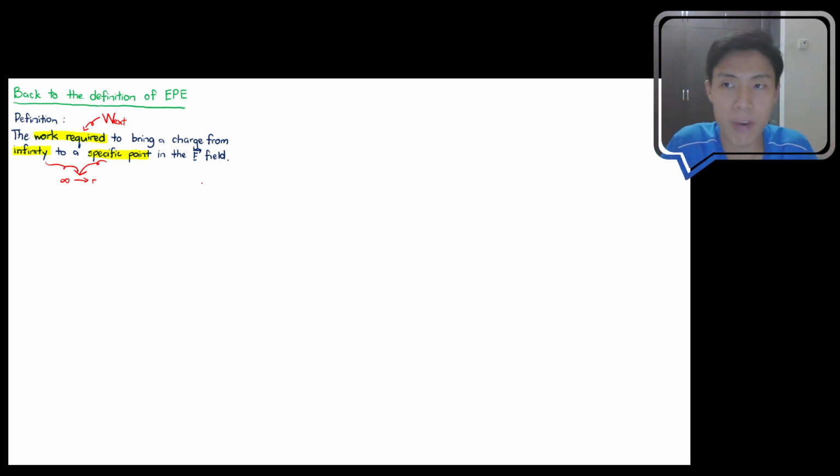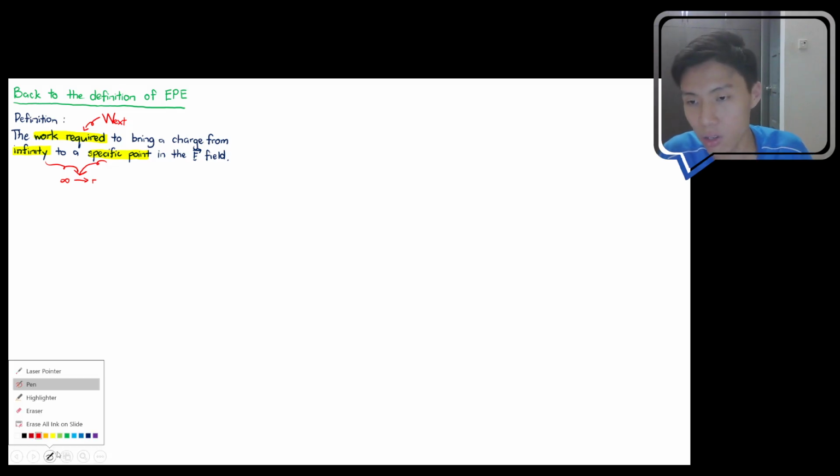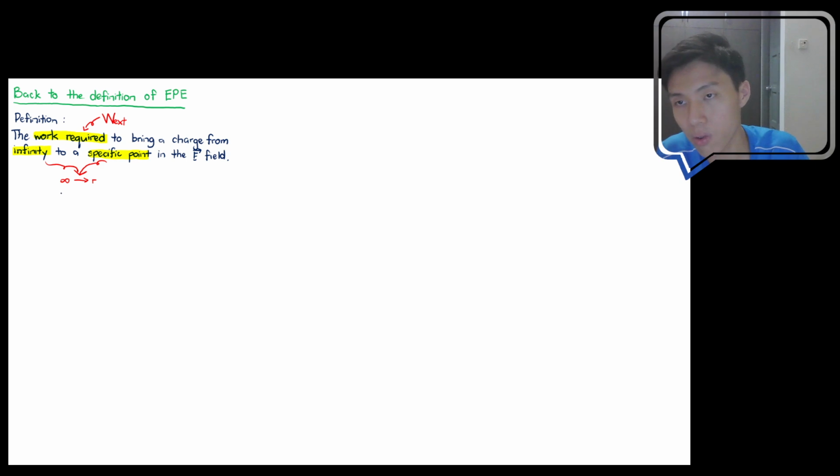Based on this definition, with the knowledge that we have just learned about work done, we can actually work on something with it. We are going to analyze it using work done by the external force, and this is a journey from an initial position at infinity to a final position at a distance r. We know that work done by the external force is equal to delta U, which we can expand to U final minus U initial. Because our final position is at the point r, at a distance of r away from a certain point, we can write it as U of r, whereas the initial position is at infinity, so I write it as U of infinity.